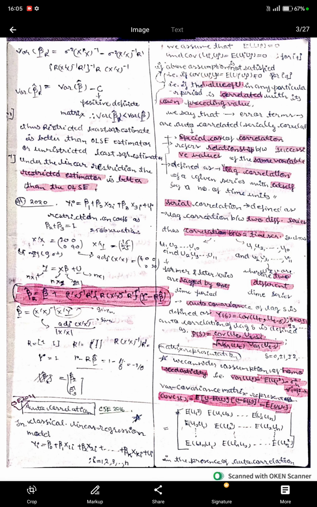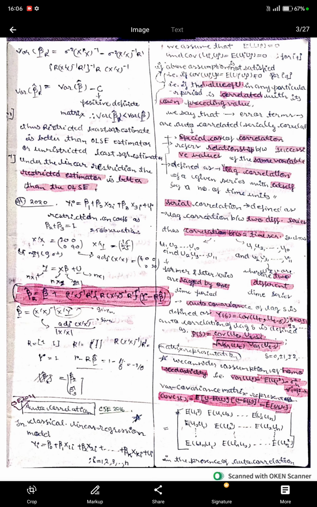If the above assumption is not satisfied, that is if covariance ui uj equals to expectation ui into uj not equals to 0 for i not equals to j, and that is if the value of u in any particular period is correlated with its own preceding value, we say that error terms are autocorrelated or serially correlated. Autocorrelated is also known as serially correlated.